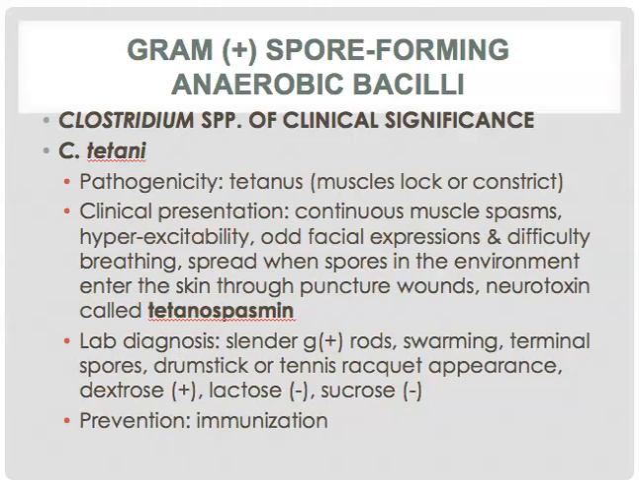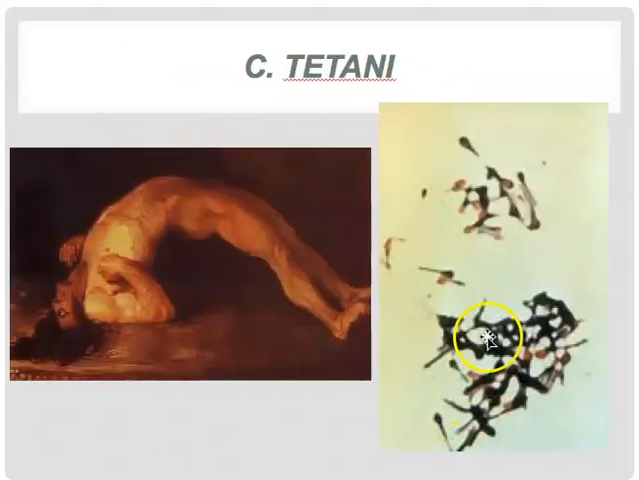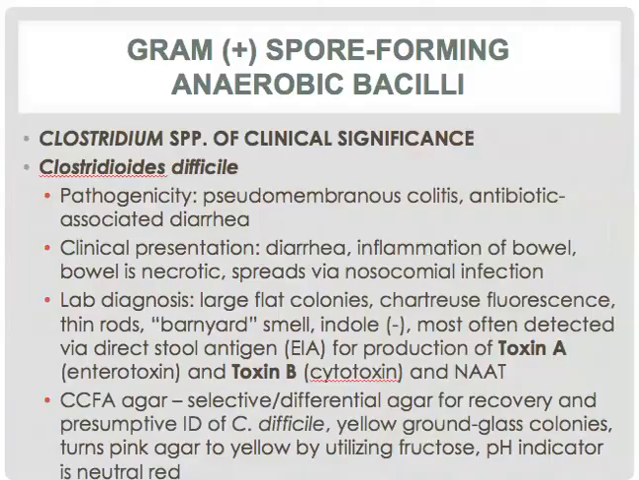Lab diagnosis with this one, you've got slender gram-positive rods. It can swarm on the plate. It has terminal spores that make it look like a drumstick or a tennis racket. And this one is dextrose positive, but lactose and sucrose negative. And there is immunization for this one now. There's your gram stain, where you can see those terminal spores that produce that tennis racket appearance.